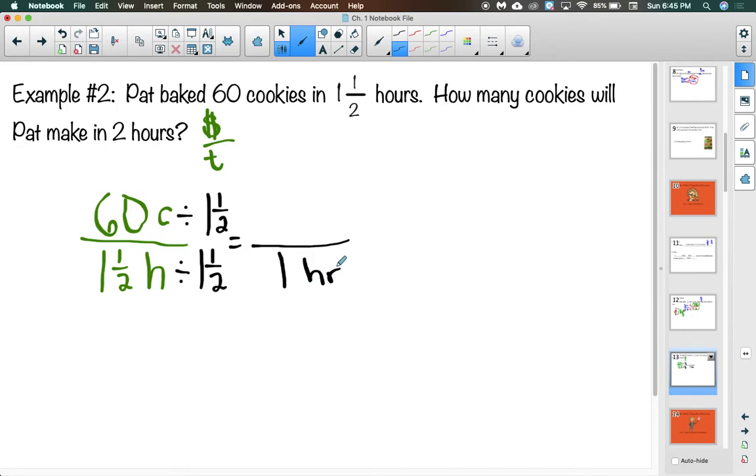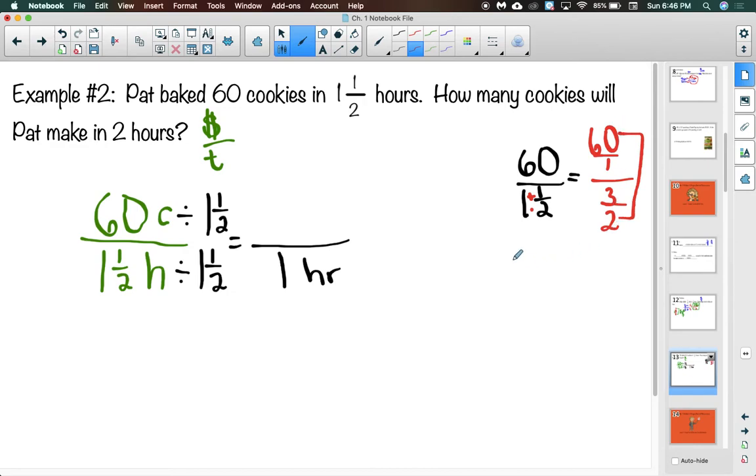We can then take our unit rate and solve the next question. So 60 divided by 1½, I have no clue what that is off the top of my head. So I will use a complex fraction to solve this problem. So 60 divided by 1½. Well, before I can solve that, I have to turn them both into improper fractions. So 60 becomes 60 over 1. And for 1½ we're going to multiply and then add. 2 times 1 is 2, plus 1 is 3. So I get 3/2.